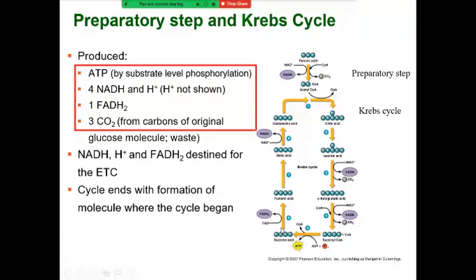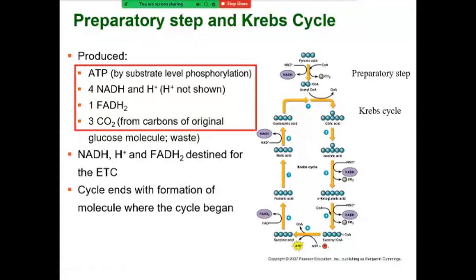And this molecule is converted into that molecule. Along the way, FADH2 is generated. This molecule is converted into that molecule. This molecule is converted into that molecule. And along the way, NADH is generated. And we end up with oxaloacetic acid, which is the molecule we started with. And that's why it's called a cycle, because we start here and then end up where we began.